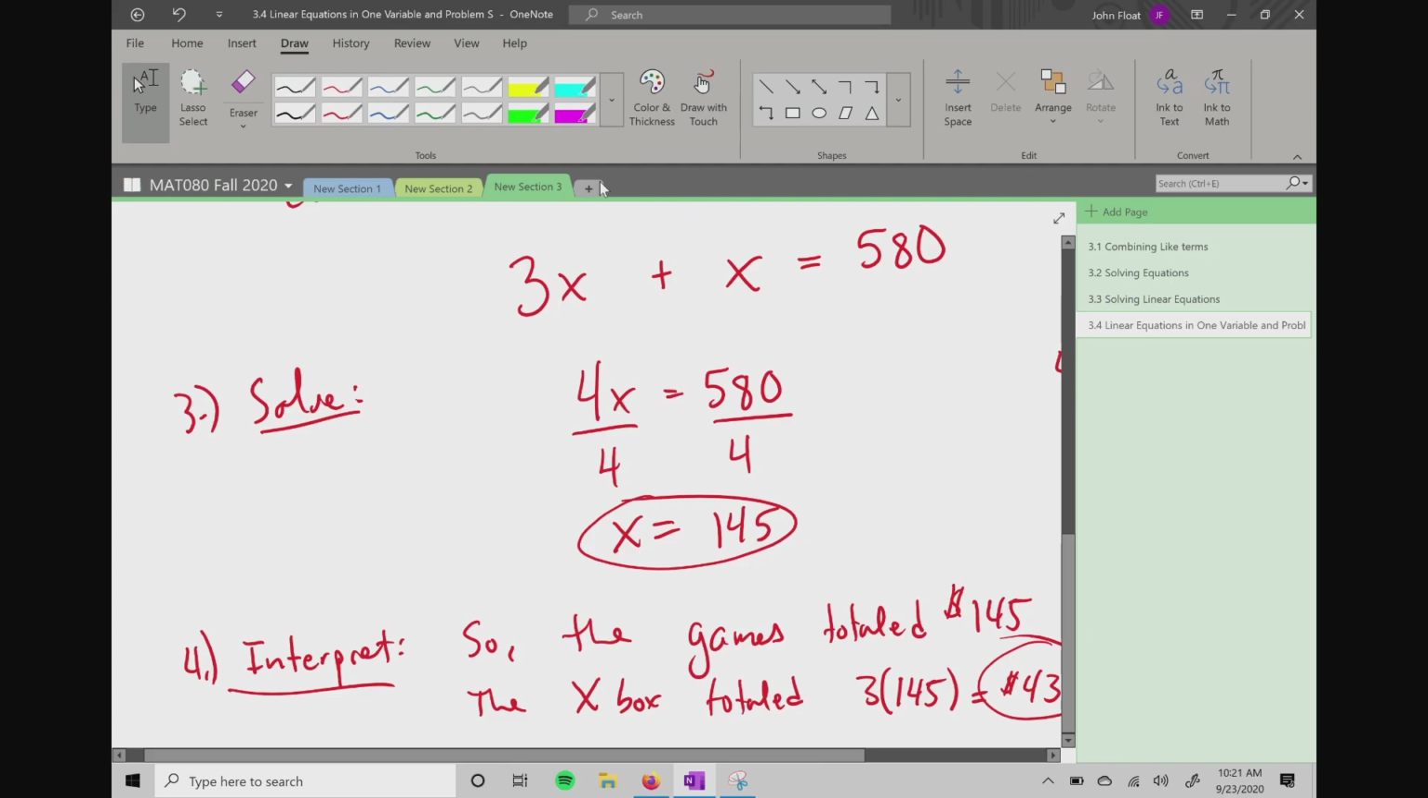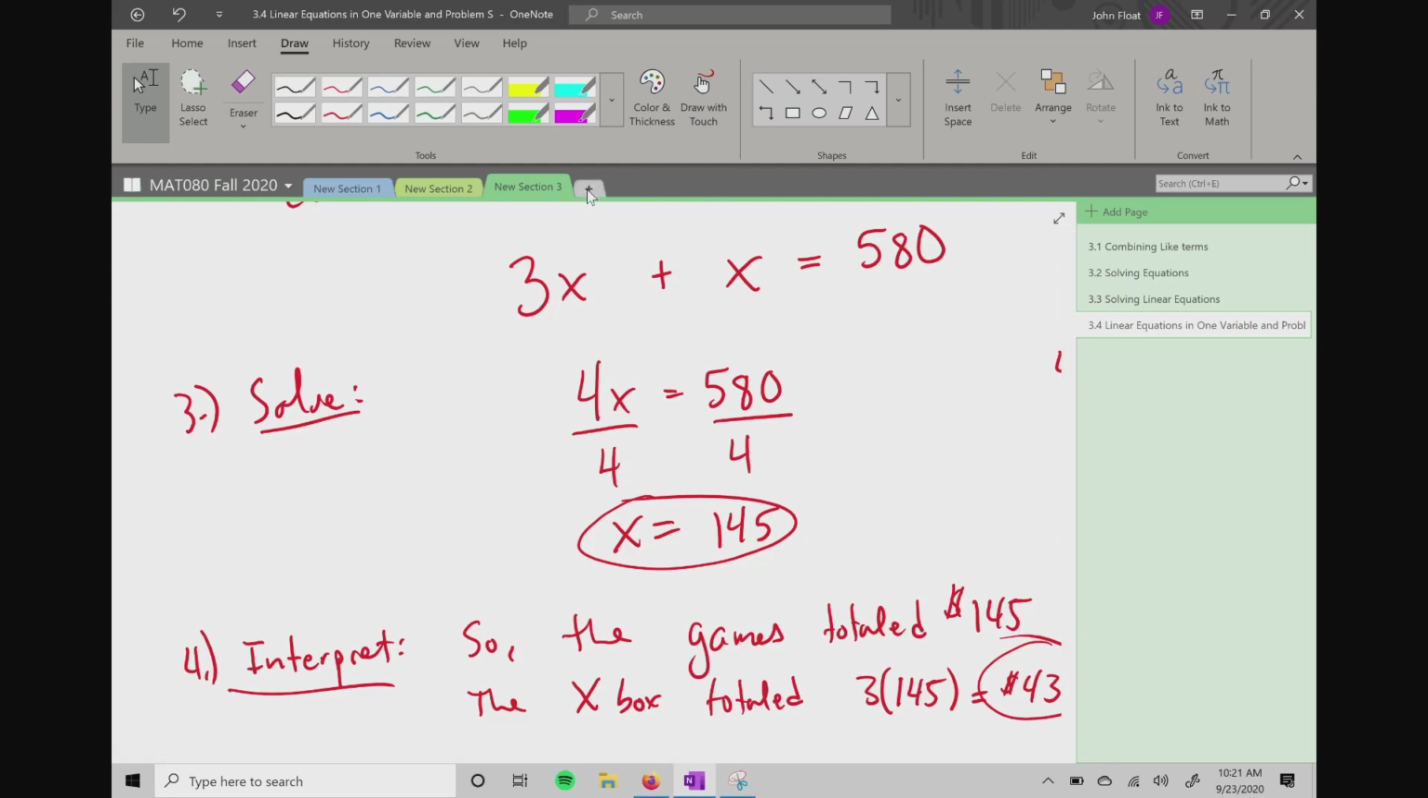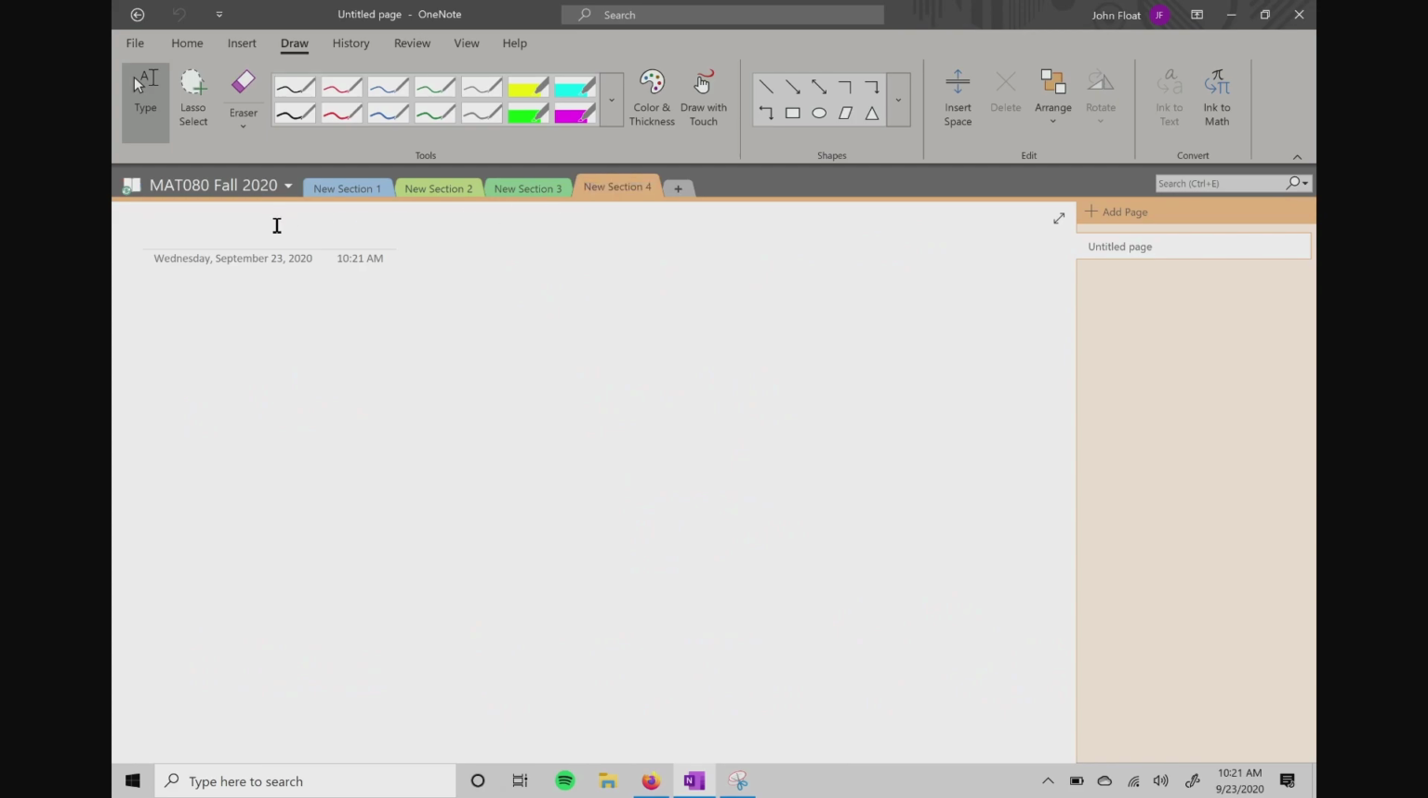All right, which is going to be chapter 4. If it'll open up, there we go. Okay. And chapter 4, ladies and gents, deals with 4.1, introduction to fractions and mixed numbers.